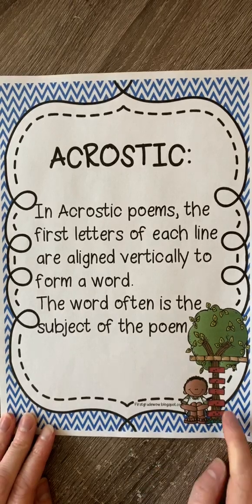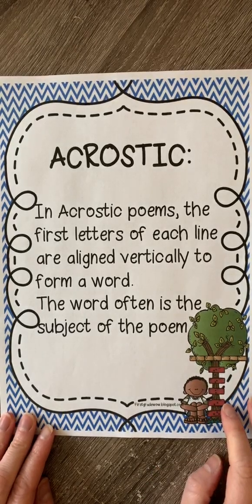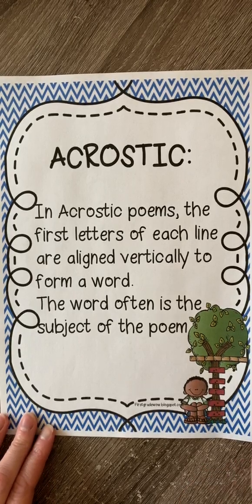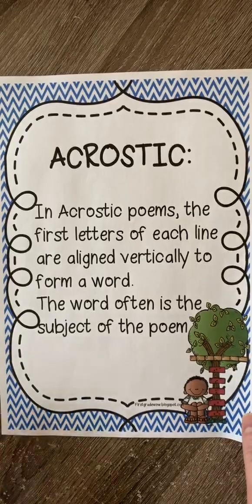In acrostic poems, the first letters of each line in the poem are aligned vertically, that means they go from top to bottom, to form a word. And the word is often the subject of the poem or what the poem is about. Let's take a look at some examples of acrostic poems.